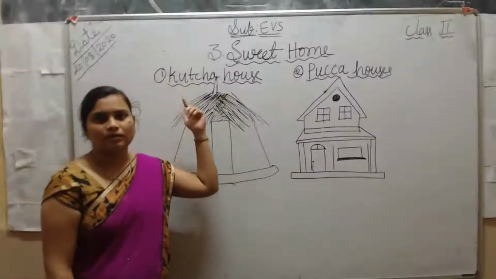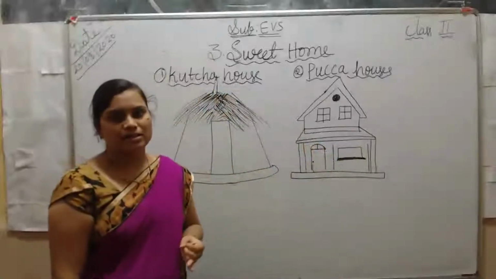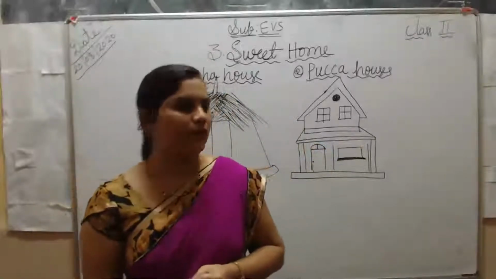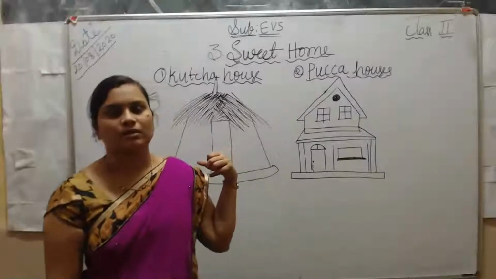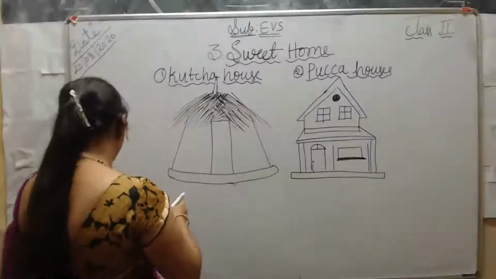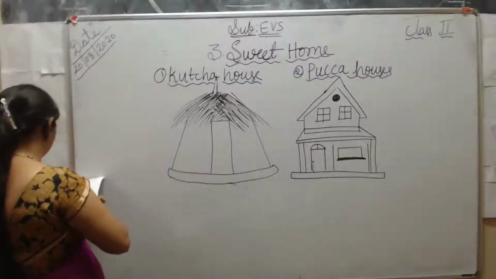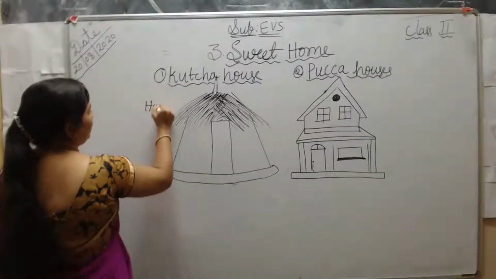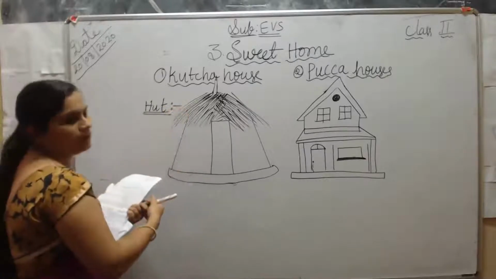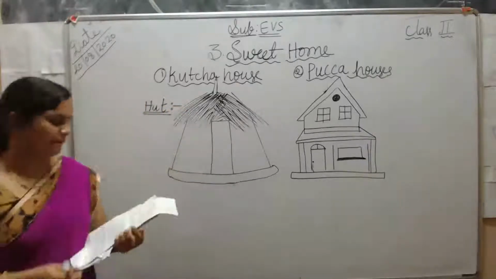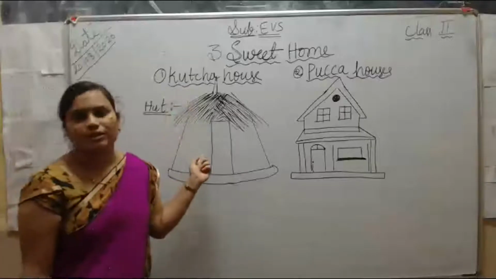A Kacha house is made up of mud, branches of trees and dry leaves of plants. We use these to make a Kacha house. Hut is an example of Kacha house. This picture is showing a hut. Have you seen a hut? This hut is an example of Kacha house.